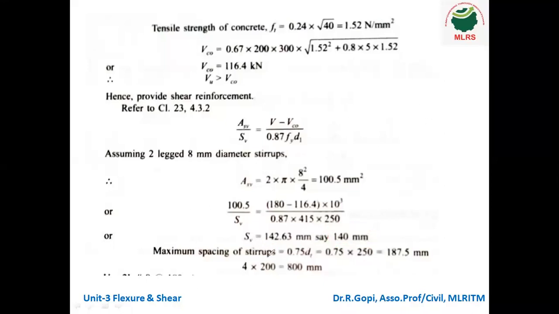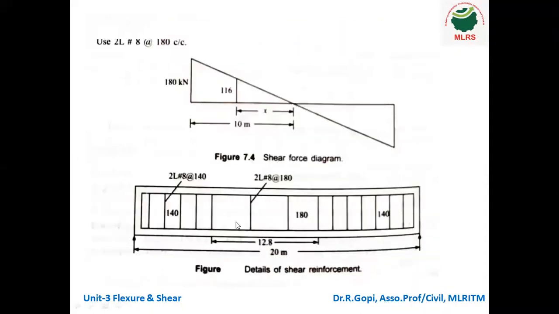And what is the maximum spacing of stirrups? We know that it is 0.75 times of dt. So 0.75 times dt is 187.5 mm. So the Sv value is less than this 187.5 mm. So we have to provide 140 mm only. So you can see here, students, we are providing 2-legged 8 mm dia stirrups, 140 mm center to center.